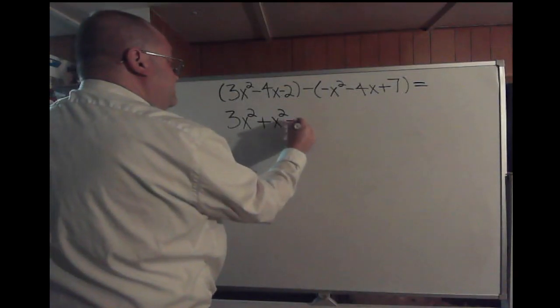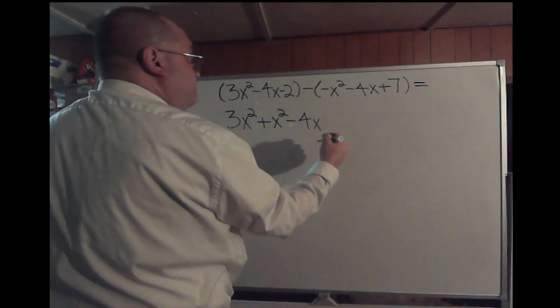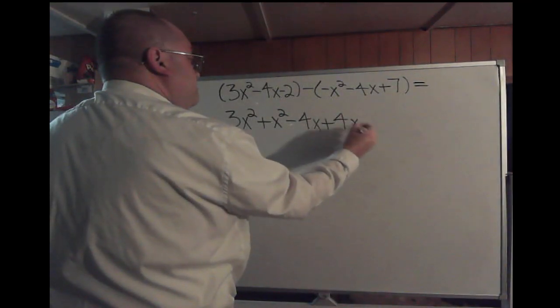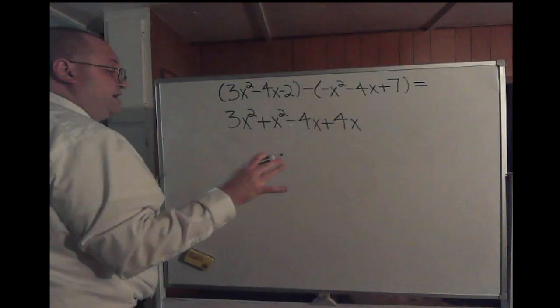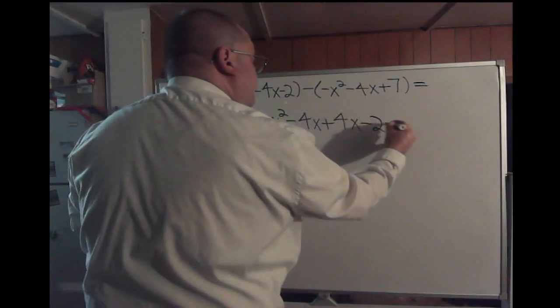Now we have minus 4x, minus 4x, well, that's going to be plus 4x. You've dealt with the x's. Now you have minus 2, minus 7.